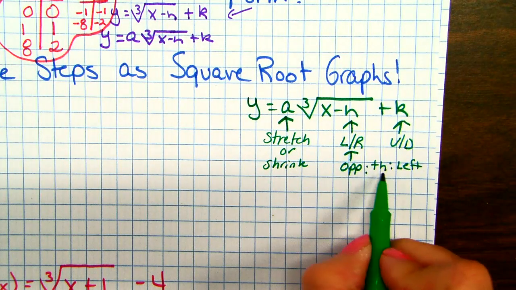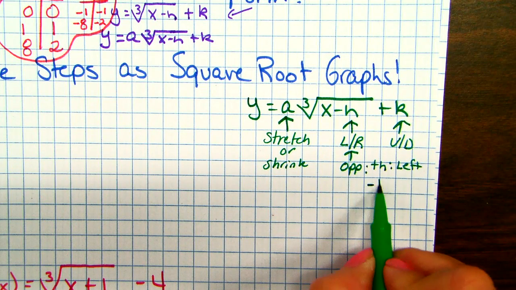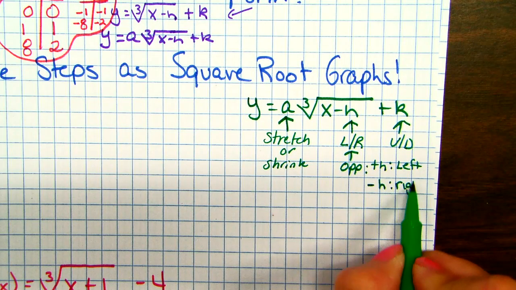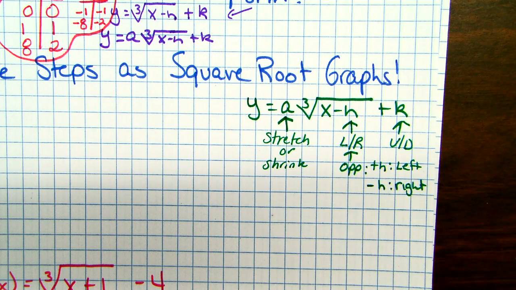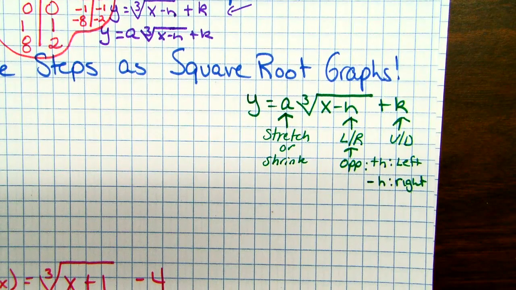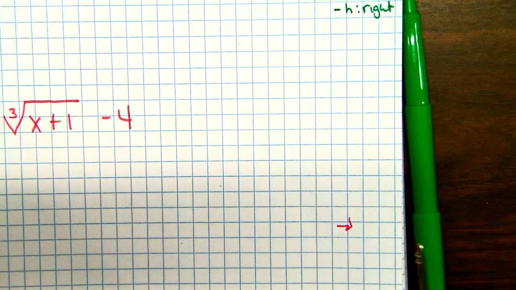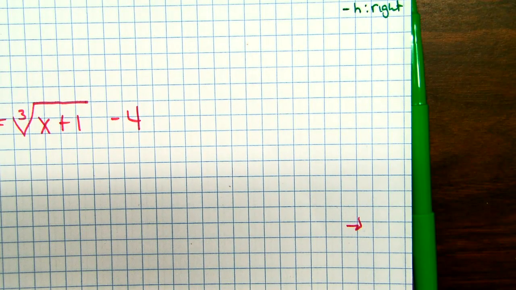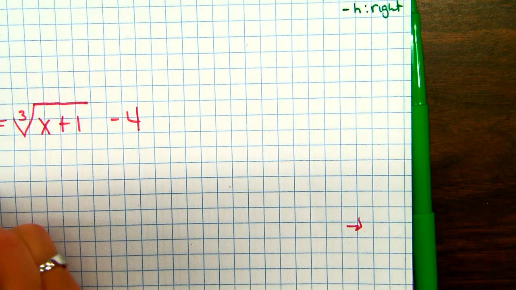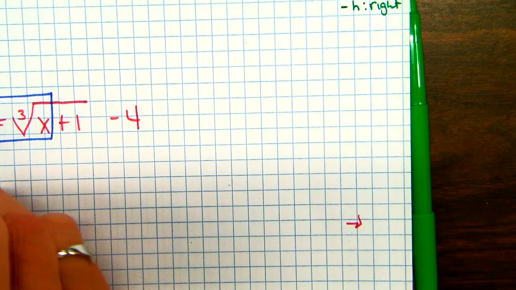That's a positive H. Sorry, it looks like TH. And a negative H goes to the right. So I'm going to remind you of all of this stuff in our very first graph right here. I'm not even going to write out the steps because it's the same thing we did last week, just different points. So I'm going to start out by doing the parent function, just up to there.